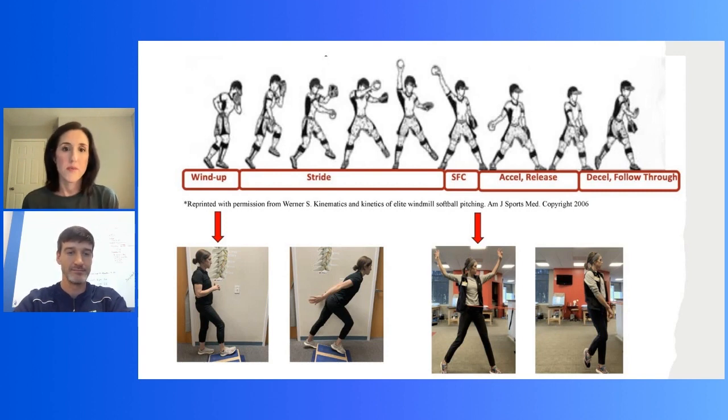The second portion that I want to highlight is the stride foot contact to acceleration and release phase. During this phase, similar to baseball, it's a very high kinetic point during the pitching motion. Ground reaction forces are exceeding percentage of body weight. You have high distraction forces at the shoulder. And so what does this mean? It means that the athlete needs to have really solid lumbopelvic control.